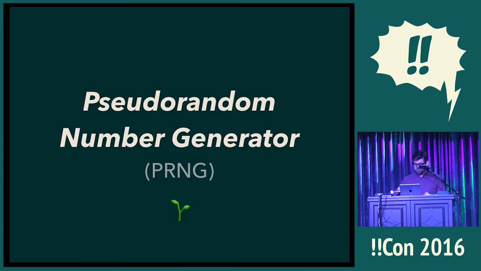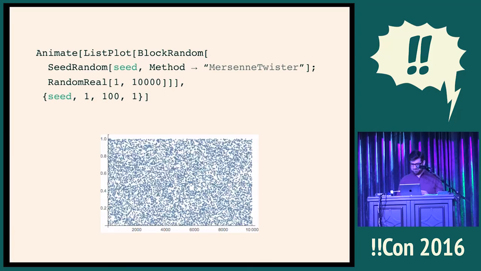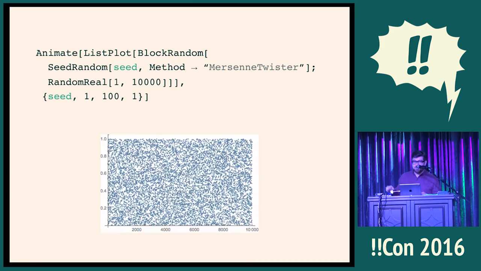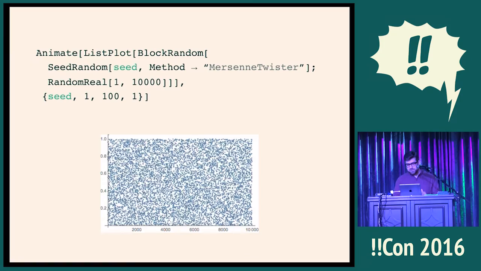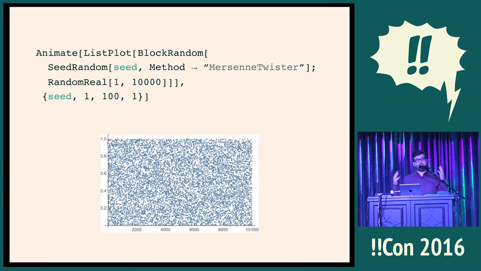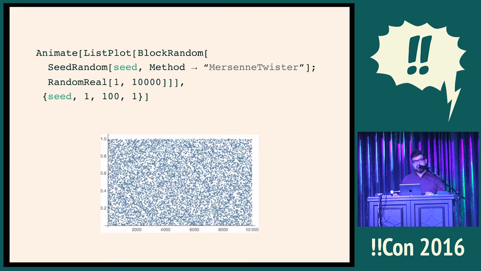Here's an example. This is Mathematica. And we're plotting random numbers. We're asking for a random number between 0 and 1, 10,000 times. And the animation that you see here is the seed value changing over time. And you can see that when we plot these numbers, we get the appearance of noise. So the numbers are uniformly distributed. Pseudo-random means that the sequence has the properties of being random, but the output is repeatable.